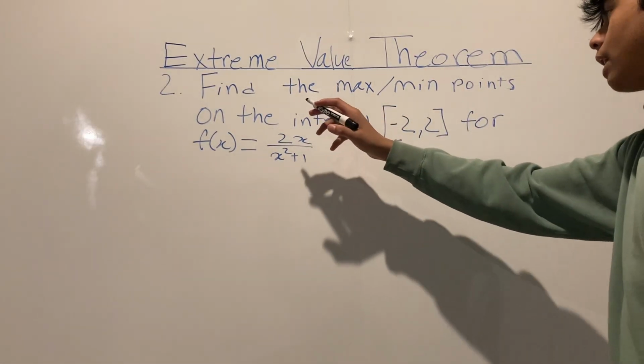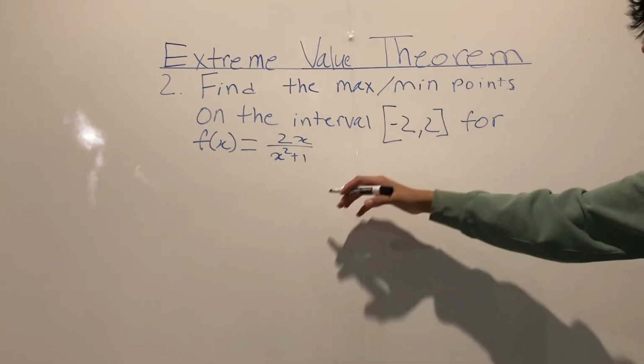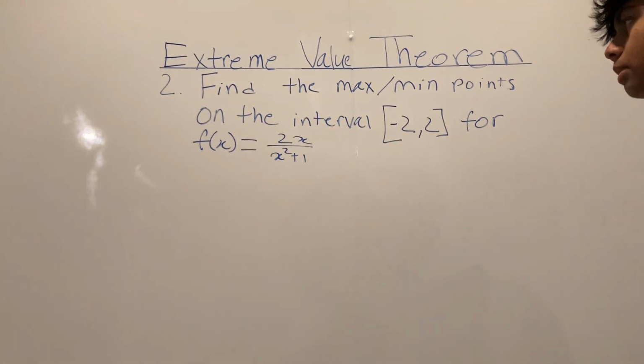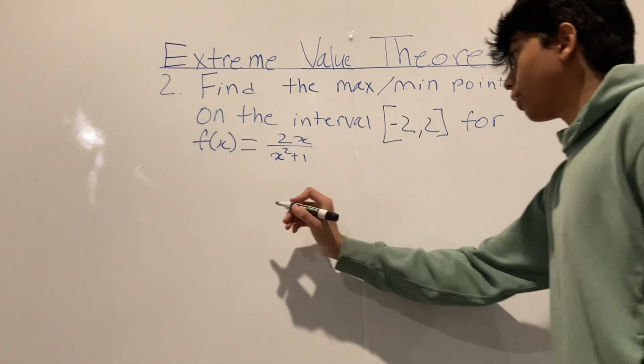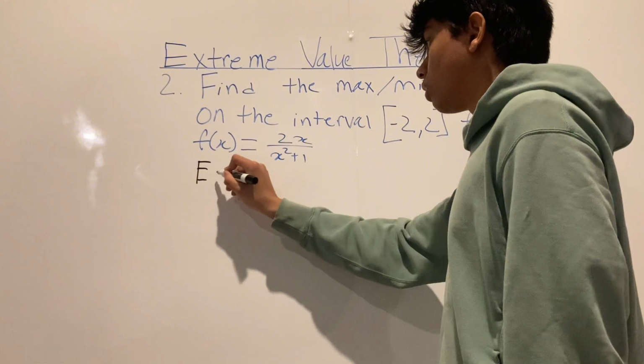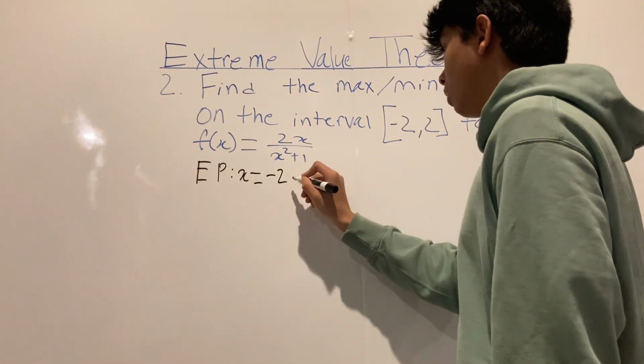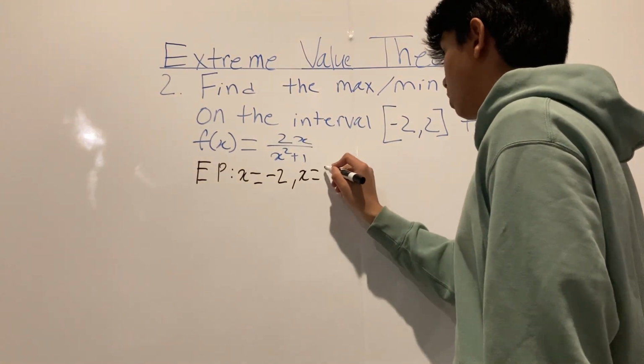Okay, question 2: find the maximum and minimum points on the interval -2 to 2 for the function 2x over x squared plus 1. So first of all, let's label our endpoints. We have x equals -2 and x equals 2.